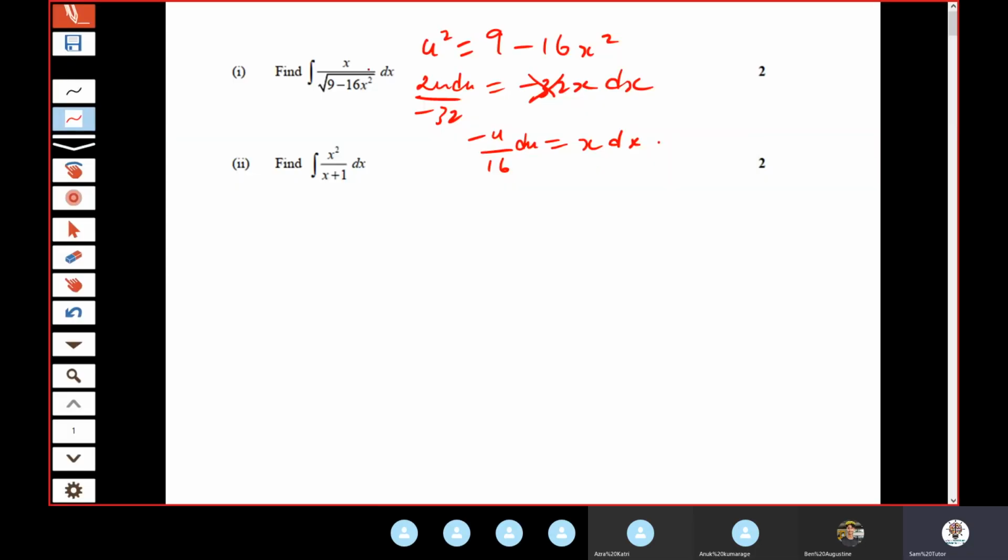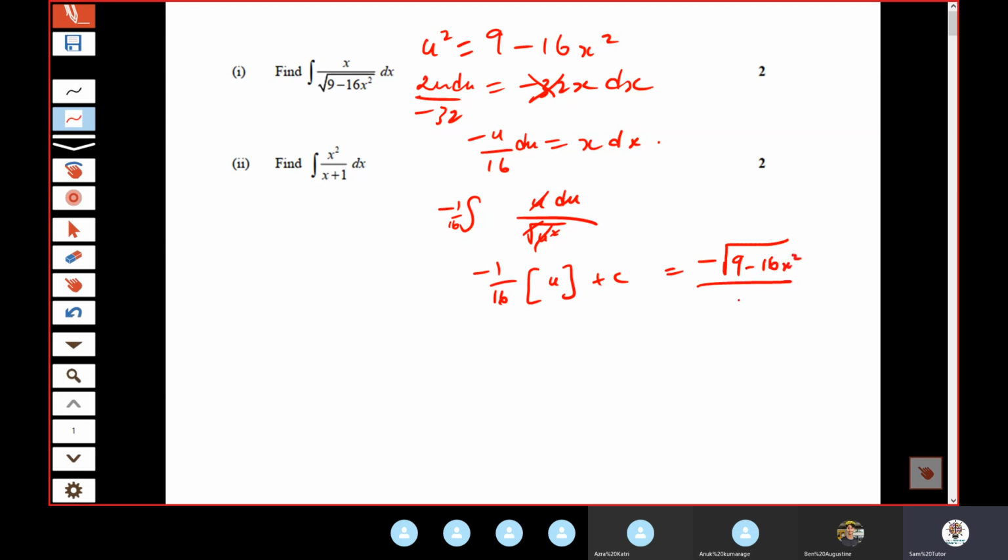dx is, yep, just going to substitute. So negative 1 on 16, and then put the u in, du, over square root of u squared. Any questions there with what I've done? That all makes sense? And then this cancels out, this cancels out. It's just the integral of 1 du, and therefore the answer is just u plus c. So the answer we're looking for is negative square root 9 minus 16 x squared on 16 plus c.